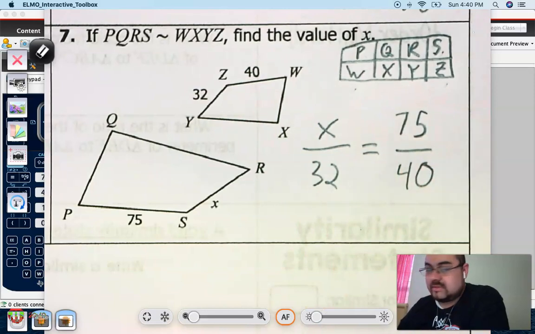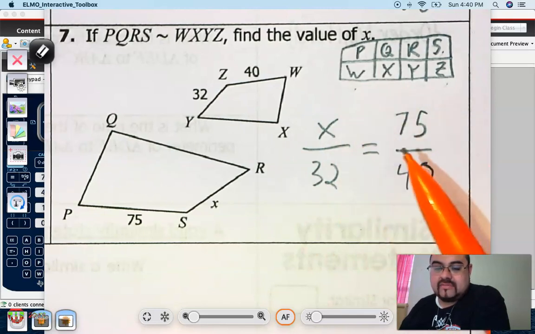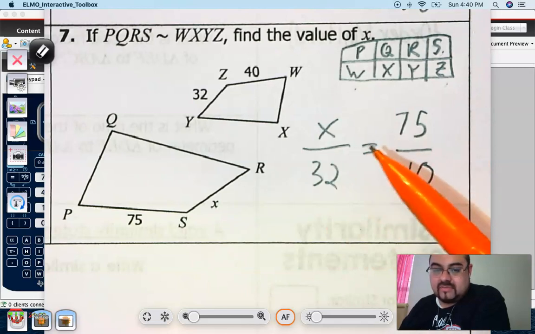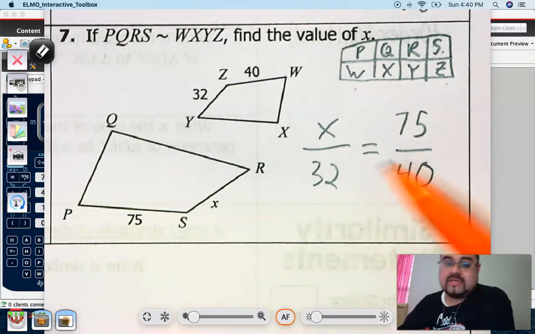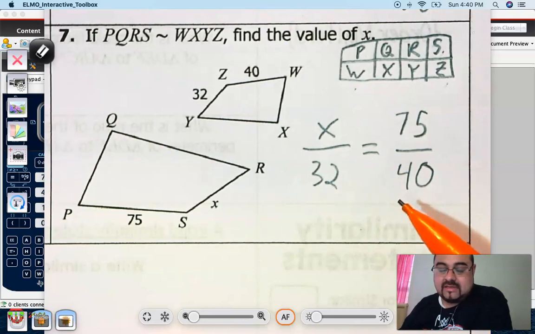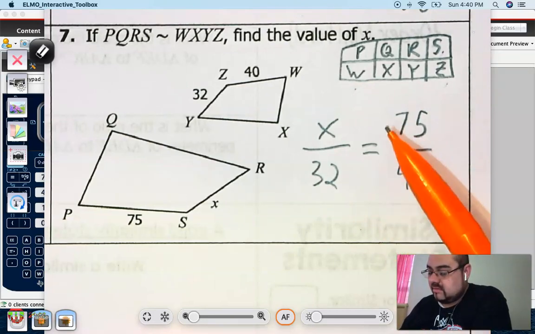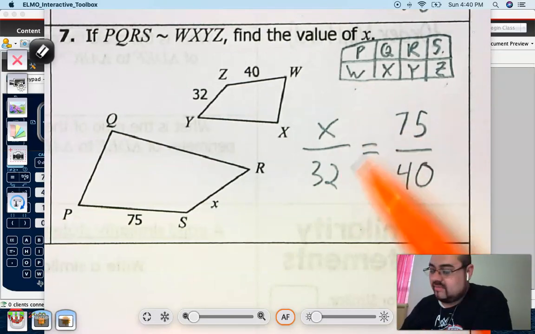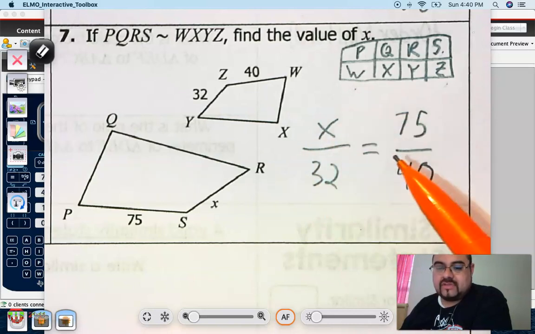Now that I have this set up, this is the hard part. If you don't set this up correctly, you're going to get the wrong answer. There are different ways of setting up proportions. We've talked about those in class prior to this, but if you don't know how to set it up a different way, just go with the way I've shown you today.